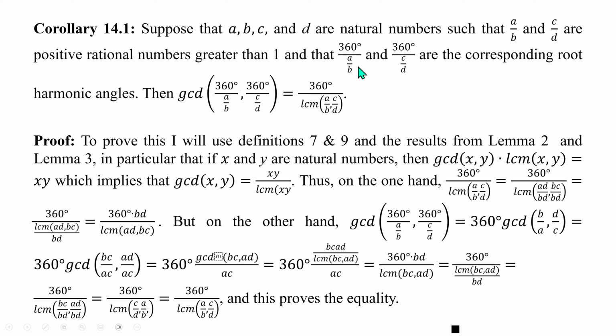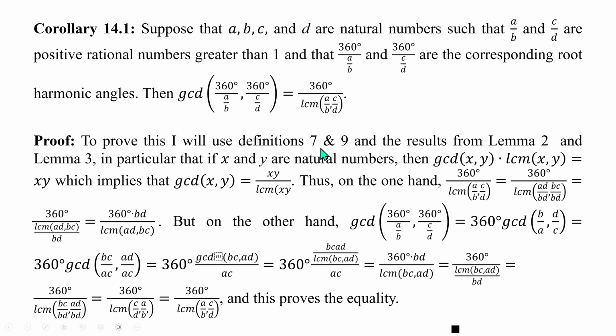And let's let 360 degrees divided by A over B and 360 degrees divided by C over D be the corresponding root harmonic angles. Since these fractions are greater than 1, these ratios are going to be less than 360 degrees, so I don't need to do a reduction modulo 360 degrees. Okay, given all that, then the greatest common divisor of these two root harmonic angles will be equal to 360 degrees divided by the least common multiple of these two rational numbers.